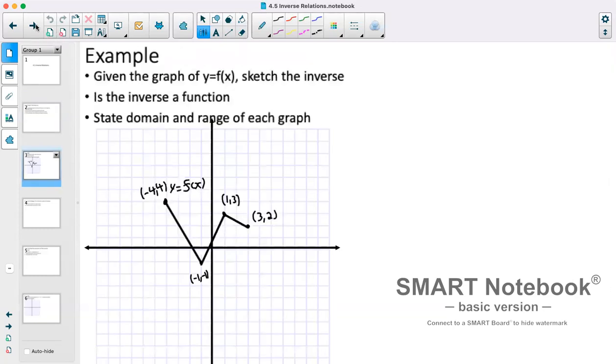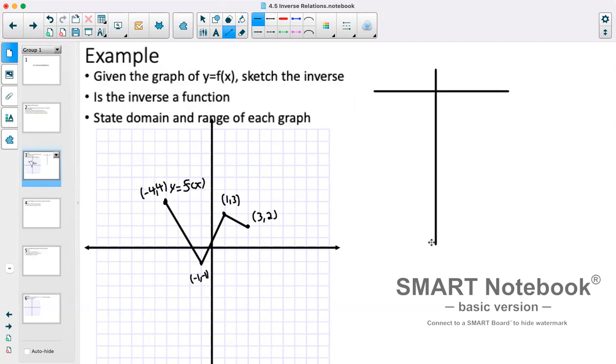Okay, example: given the graph of y equals f of x, sketch the inverse. We're going to know if the inverse is a function and state the domain and range of each graph. Now I'll just do a small table of values for this. It won't really be a true table of values. Instead, I'm just going to have my point on y equals f of x, and what that corresponding point is on x equals f of y.